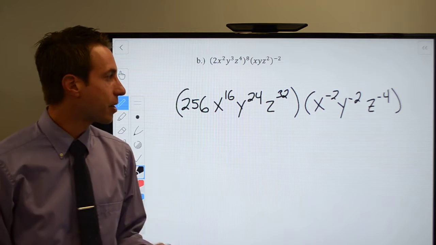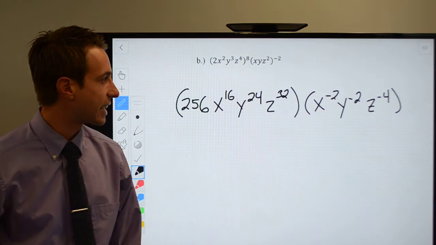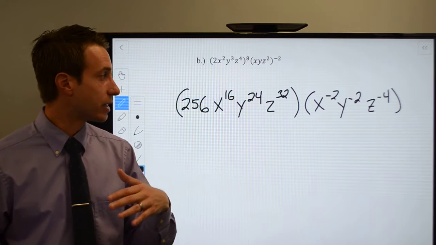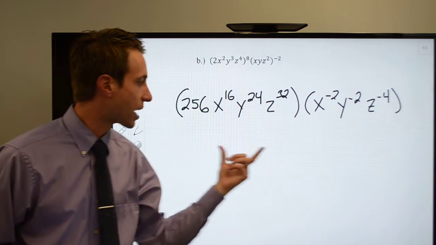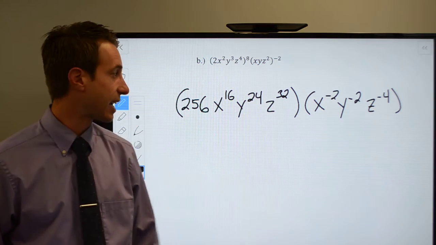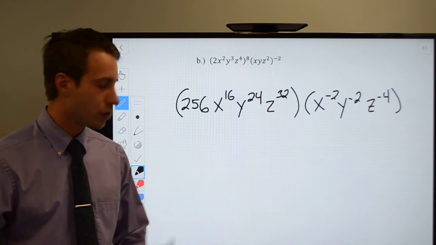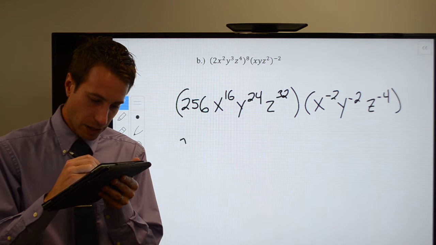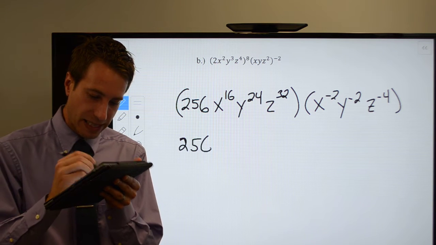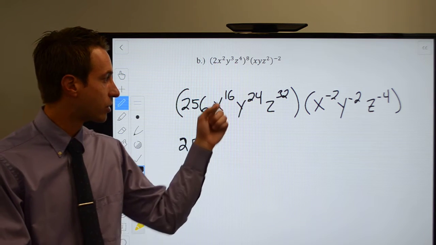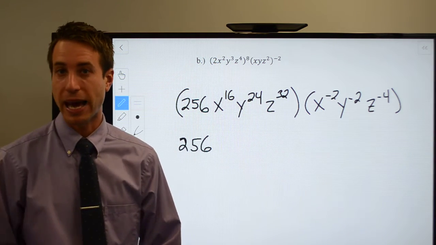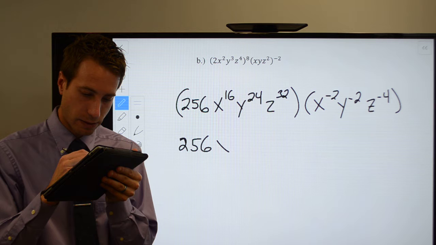All right, so I got a couple of negative exponents here I'm going to need to take care of. Again, if I were doing this normally, I would go ahead and take all those guys to the bottom and then cancel. But it's just as simple to do it right now. I know that I have 256. And when I multiply like bases, I have to add the exponents. Well, 16 plus a negative 2 would be x to the 14th.